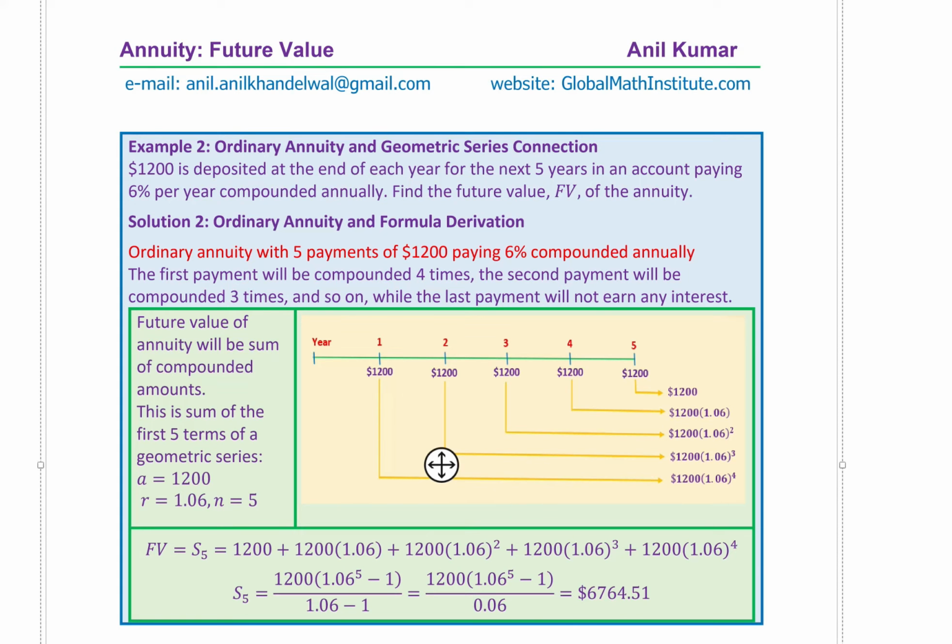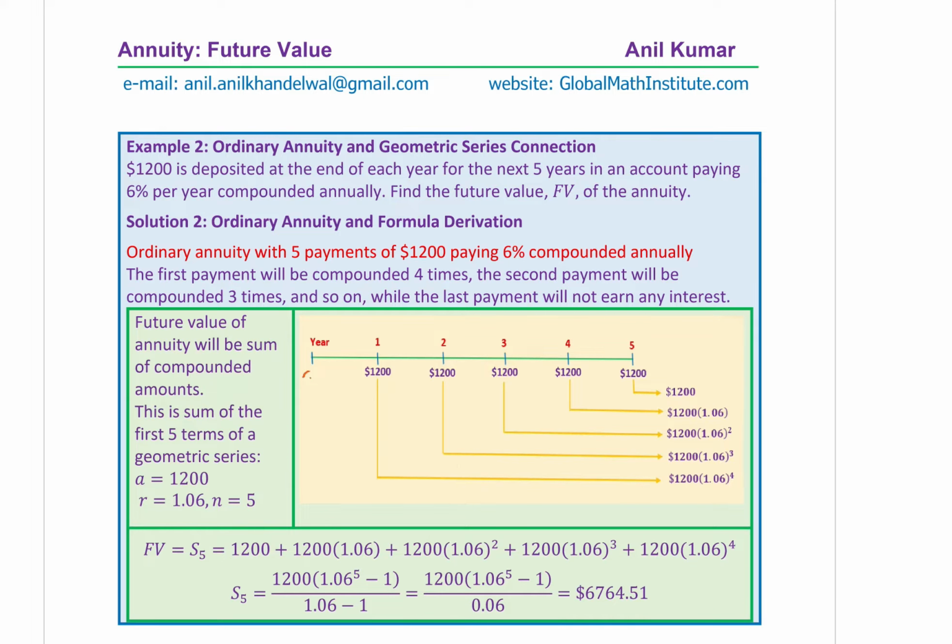Now, let's continue with this example and see how it really affects the whole scene. So we are talking about $1,200 deposited at the end of each year for the next 5 years in an account paying 6% per year compounded annually. We need to find the future value of the annuity. So now, the first payment will be compounded 4 times. You see the timeline here? This is called the timeline. When you start, we normally write the starting point as 0, right? We'll always mention this as 0.